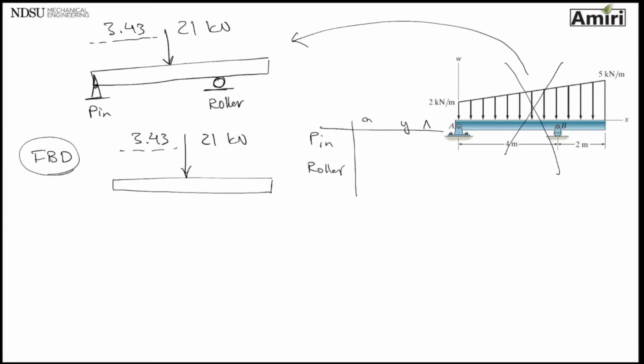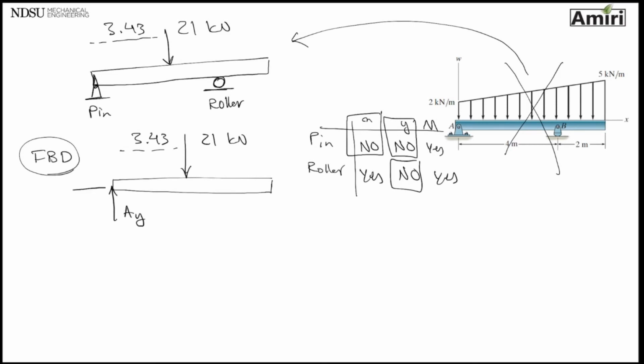X, Y, moment. Pin: yes in X, yes in Y, no to moment. Roller: no in X, yes in Y, no to moment. These are the only ones I care about. So I'm going to put in AY, AX, and a BY at point B. So this is my free body diagram for the beam. This is kind of straightforward based on what we've discussed.